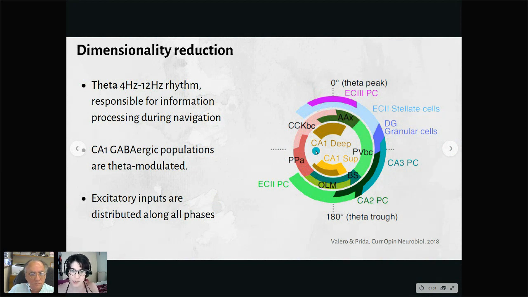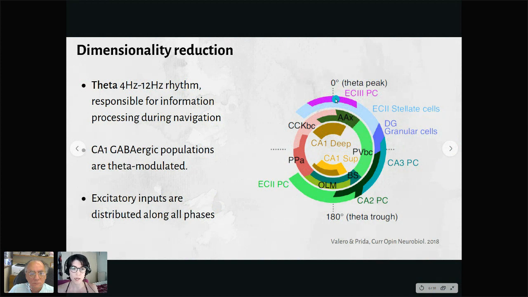Just a comment for later, all these populations, both the excitatory and inhibitory, are theta modulated. That means that their firing is more or less always in the same theta phase. For example, here we can see the entorhinal cortex layer 3 fires almost always at its preferred phase, which is around the theta peak.